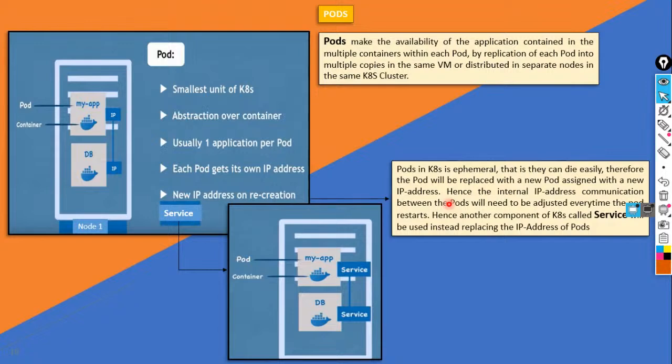So we have the pod. The pod is the smallest unit of Kubernetes. It is an abstraction over the container. As I told you, it is very important to understand that you have a container. Container is like a ship carrying containers, and there is something which it is carrying, and that thing is nothing but the image. There is one image.